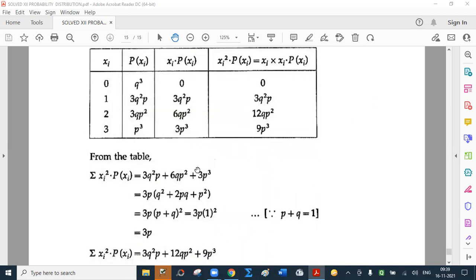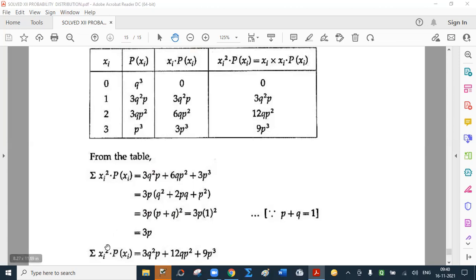Now, from the table, these are the values. So you have to be very careful. This comes out to be sigma x square, I mean, is it sigma x square? No, this should be sigma x into px, not x square. So take 3p common to get this. Note that this is square of p plus q. Now probability of success plus probability of failure is 1. So this is just 3p. I repeat, this is wrong. This is basically sigma xi into pxi, not sigma xi square.